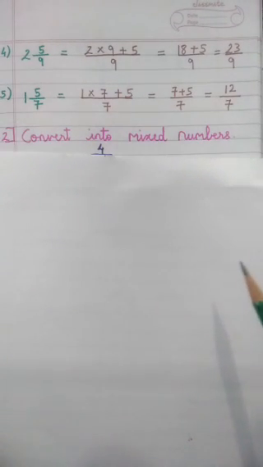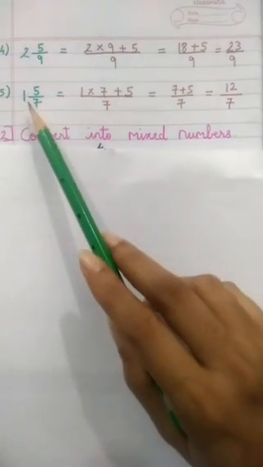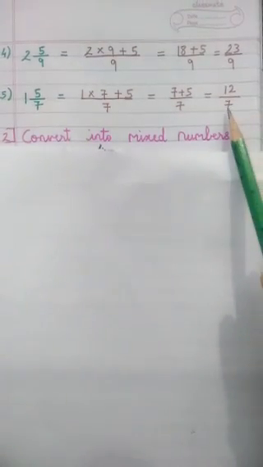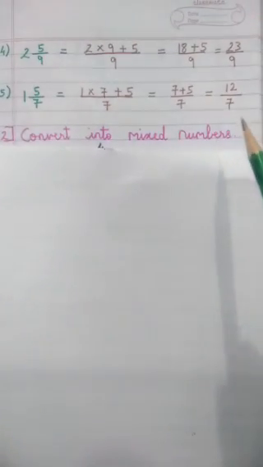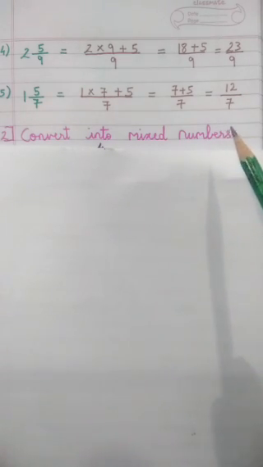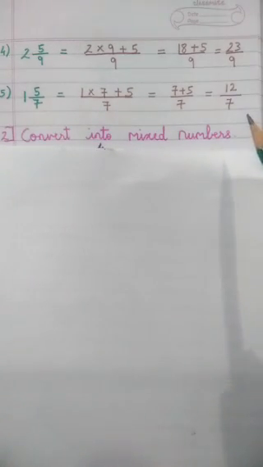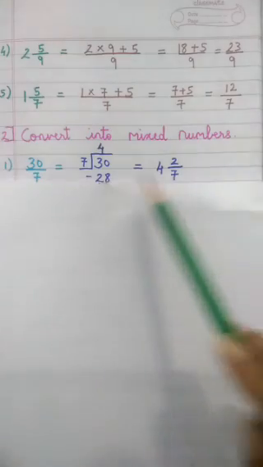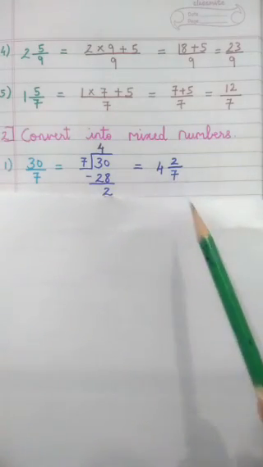Question number 2. Convert into mixed numbers. So far you have converted mixed numbers into improper fractions. Now what we are going to do is convert improper fractions into mixed numbers. How to do that?